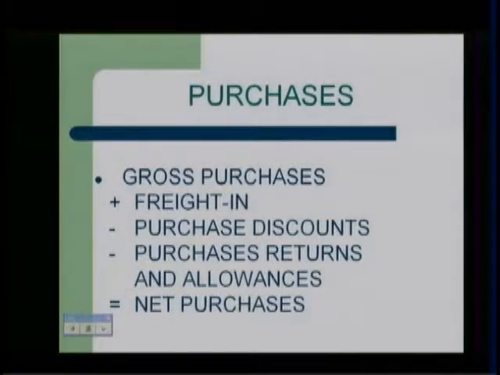So on the slide you see right there, that is the computation for purchases. Net purchases will be the result of your gross purchases plus the freight and insurance to get it there minus any discounts, returns, or allowances.